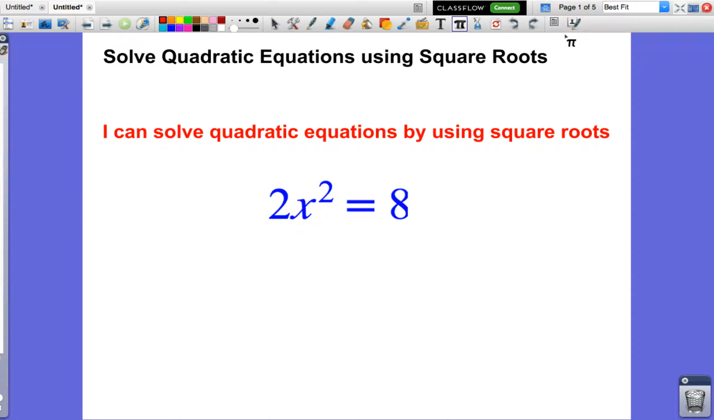So what we're going to do is solve quadratic equations. Before, we solved them by graphing. Now we're going to solve quadratic equations by finding the square root of each side and finding the solution that way.